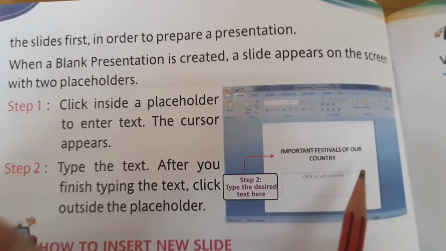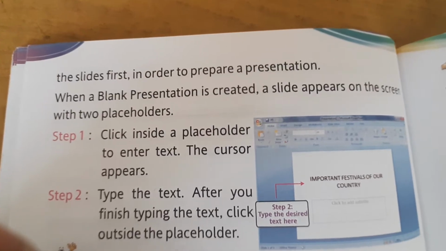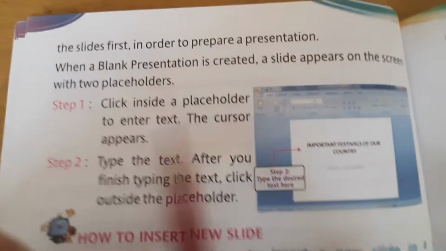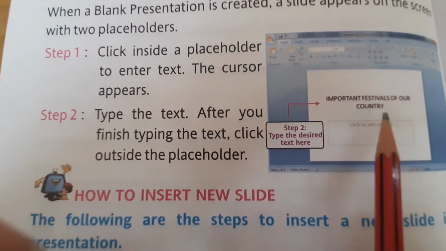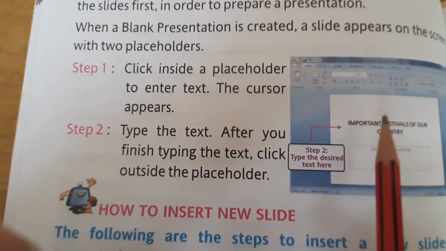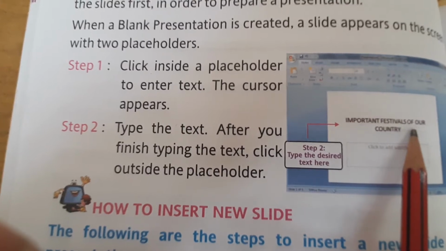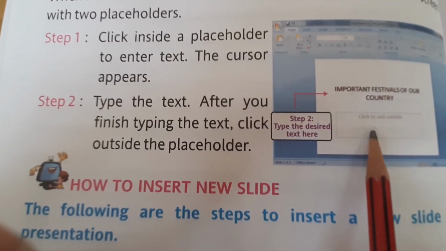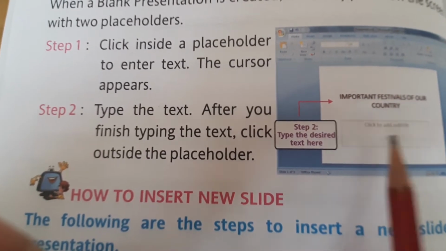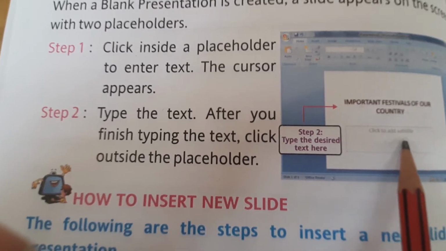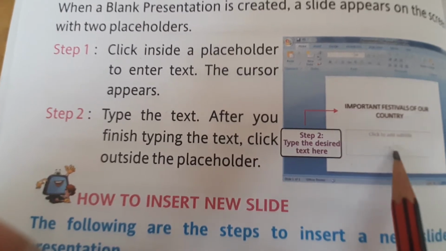The cursor appears. In the previous page you have seen that we can click on the placeholders and then we can enter the text. Type the text. After you finish typing, click outside the placeholder. Wherever you click outside the placeholder, the rectangular box will disappear and the text will be shown to you. Like in this, there is one more box. If you want to start typing, you just need to click here with your mouse, and then you can do the typing using the keyboard, and then click just outside the placeholder and the text will be added here.